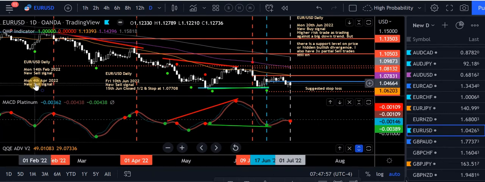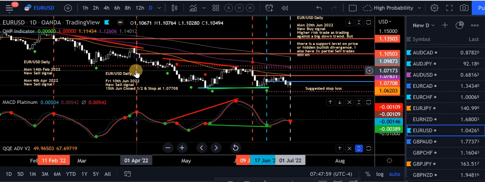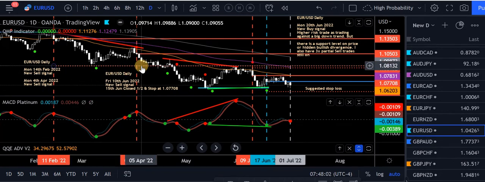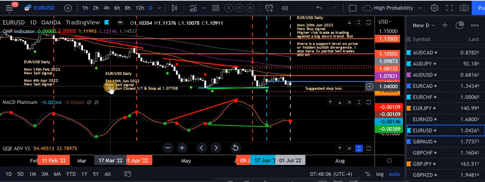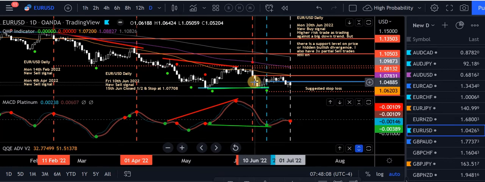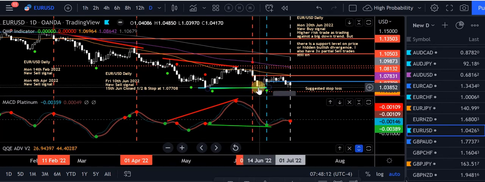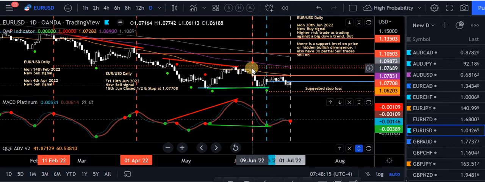What else we got? 4th of April, which is here. New sell trade, stops there. So we're doing well. What do we got here? 10th of June, another sell. So here. And the stop for that is up here.